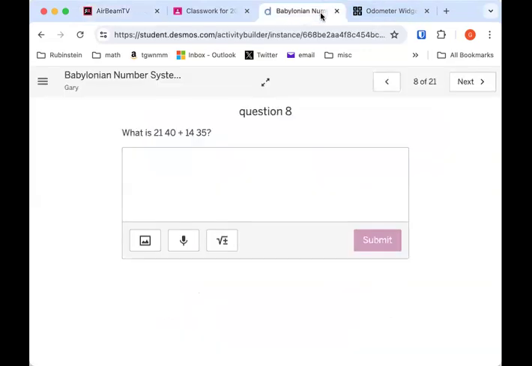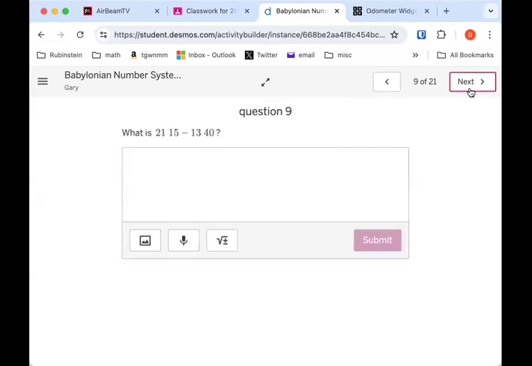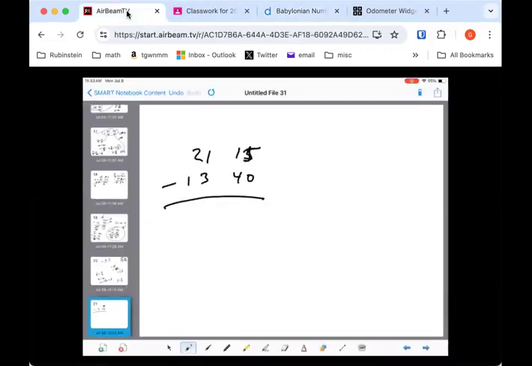Now I have a challenge question for you. Wait, this is the one we just did. Now look at question 9. What do you think about subtracting 2115, which is a large number, minus 1340? I'm going to bring that over here also. 2115 minus 1340. Here you go. How do you think you subtract these base 16 numbers? Everyone, you can go ahead and type your answer into question 9.